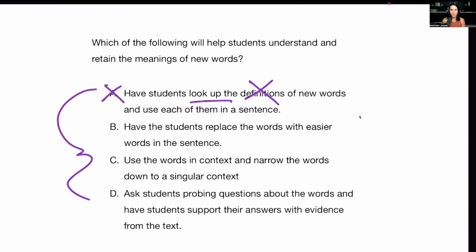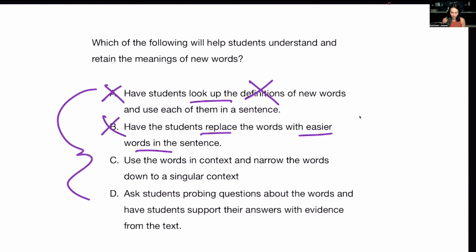So I'm going to cross it off. It's a key indicator. It's not the right word. B, have the students replace the words with easier words, replacing with easier words in a sentence. We do this sometimes. We try to say, hey, this word also means this. But on this test, we don't make things easier. We want to build in scaffolds to help students achieve at the higher levels.